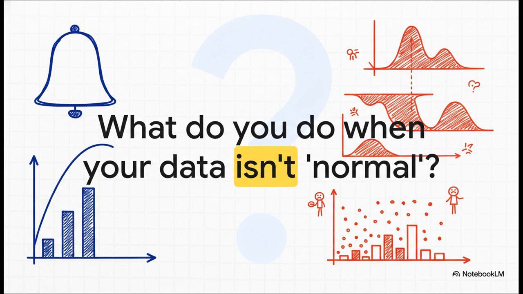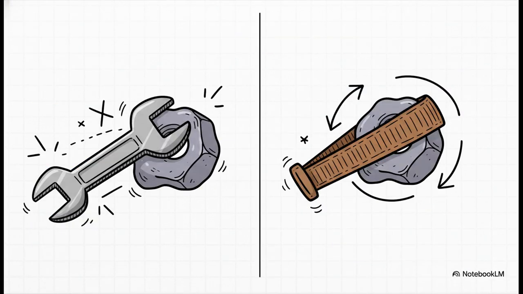So what do you do when your data isn't normal? Well, you definitely don't give up on your data. No way. You just need a different kind of tool for the job. You need something more flexible, something built for the real world. And that's where non-parametric tools come in. They're designed from the ground up to work with data exactly as it is. No assumptions needed about its shape.